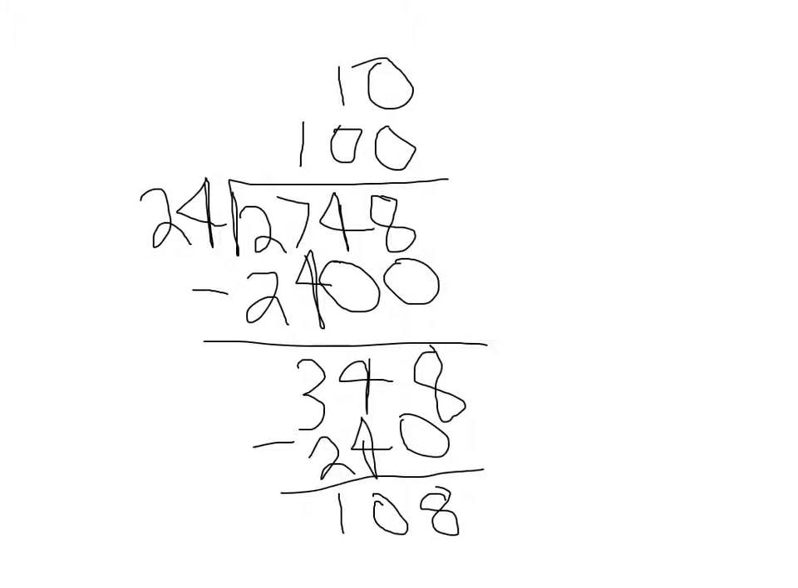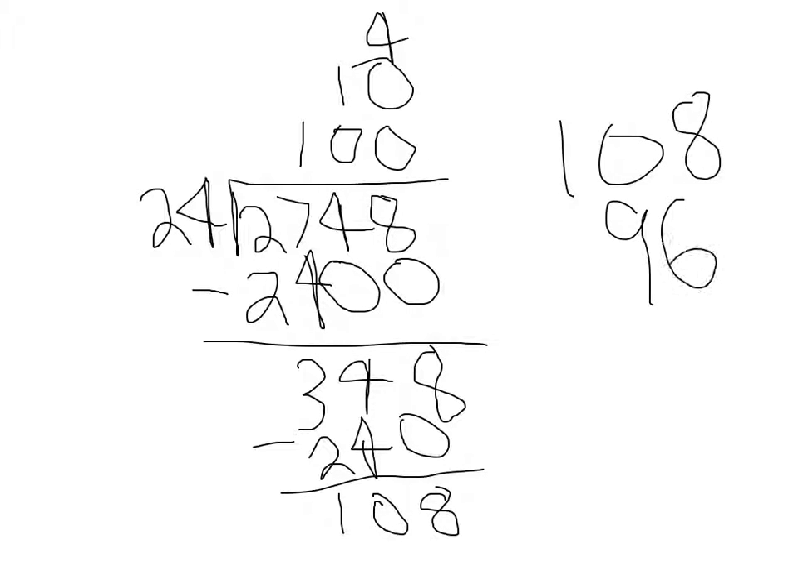Okay, so I tried to use another friendly number, like 24 times 5. But that equals 120, which was too high for us. So then I went down a notch, and I did 24 times 4, which equaled 96. So we put the 4 over the ones place, and then we're going to subtract 96 from 108.